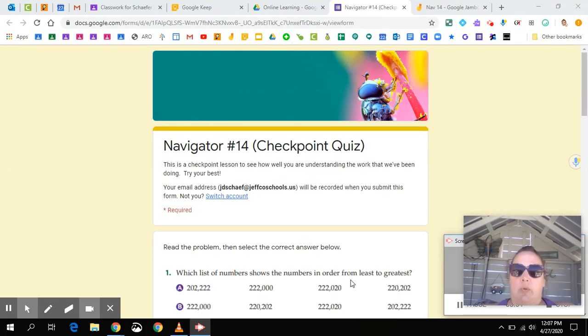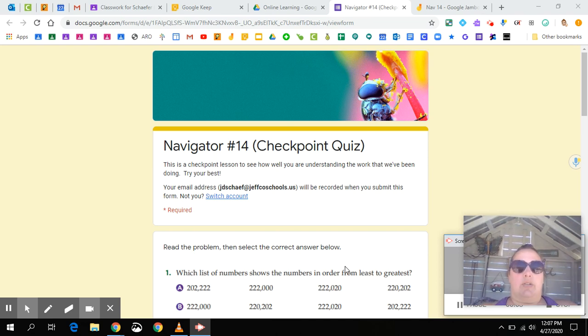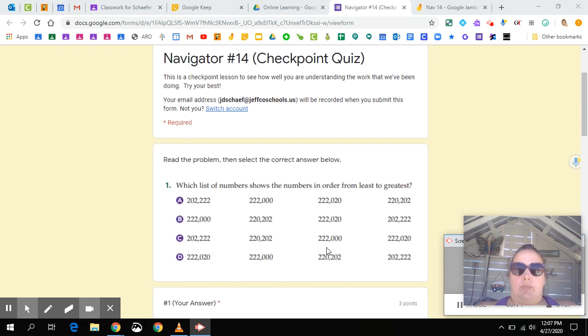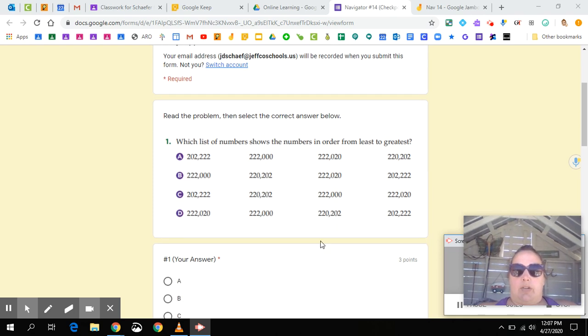It's actually a checkpoint quiz. So you're going to try your best on this. This is for me to know how you're doing on all the things that we've been working on so far. So you have 4 questions to do. Your first one, I just want you to list these numbers in order from least to greatest.